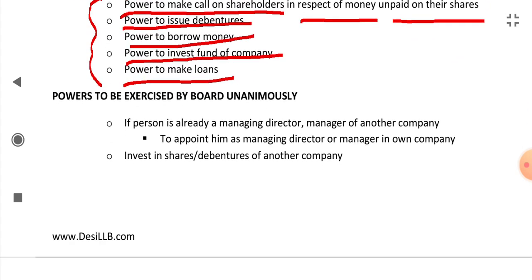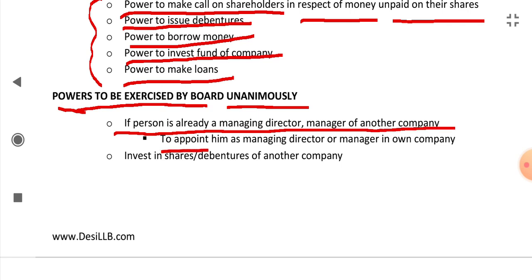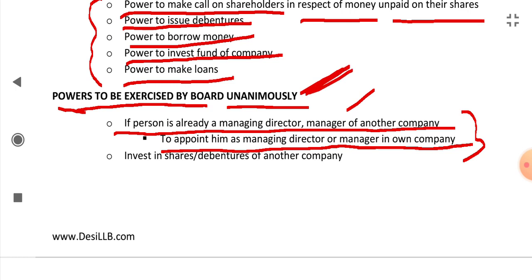What are the powers which are to be exercised by board unanimously, okay, in which the board has to be unanimous, there should not be any dissenting voice, everyone should agree, everyone accepts the decision. What are these powers? If a person is already a managing director or manager of another company, to appoint him as managing director or manager in own company. Suppose there is some person who is the managing director or manager of another company, and this company wants to appoint him as its own managing director or manager, then this decision should be taken at the board meeting and the decision should be unanimous. Everyone should have agreed to this decision.